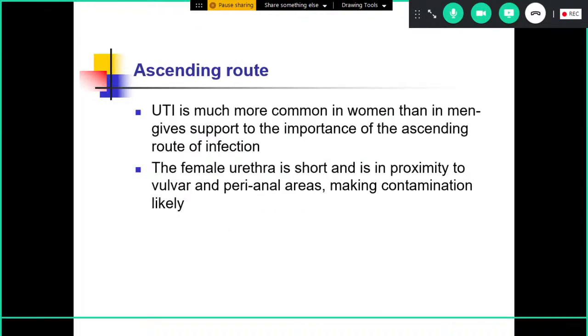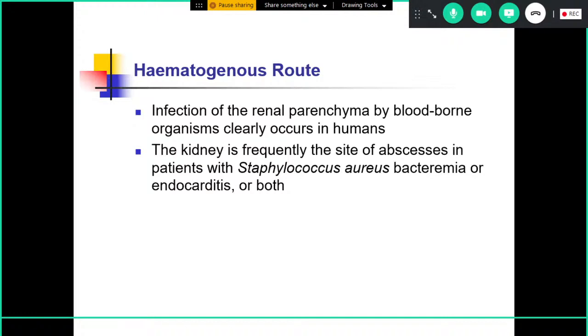So like I mentioned, the ascending route is most common, and we know that epidemiologically UTI is much more common in women than in men, giving support to the importance of ascending infection, primarily because the female urethra is short and in close proximity to vulvar and perianal areas, making contamination likely, and the contaminating organism which frequently colonizes these areas is E. coli.